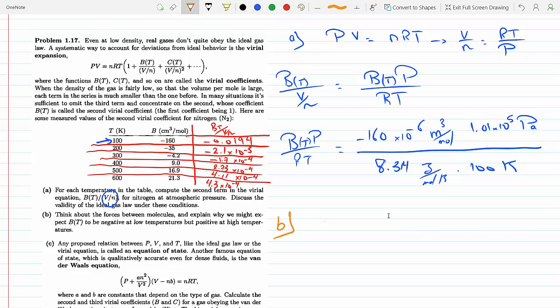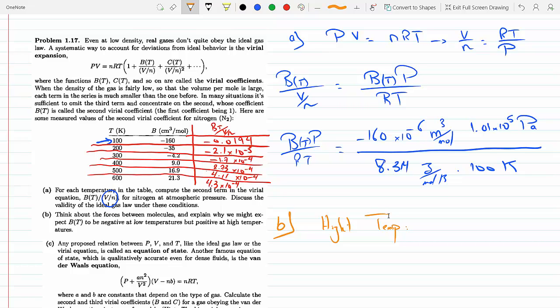Okay, now for part B, let's take a look. It says, think about forces between the molecules and explain why we might expect B of T to be negative at low temperatures but positive at high temperatures. So we know at high temperatures, the kinetic energy of the molecules will be much larger, which means the speed of the molecules will be larger.